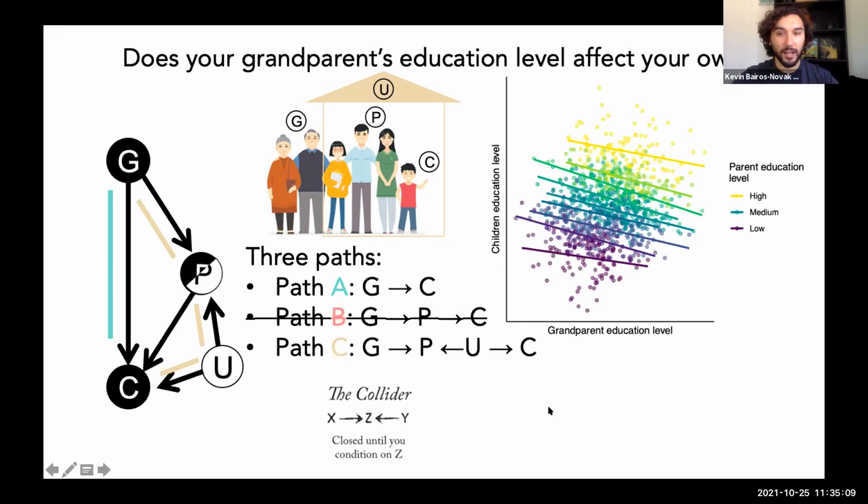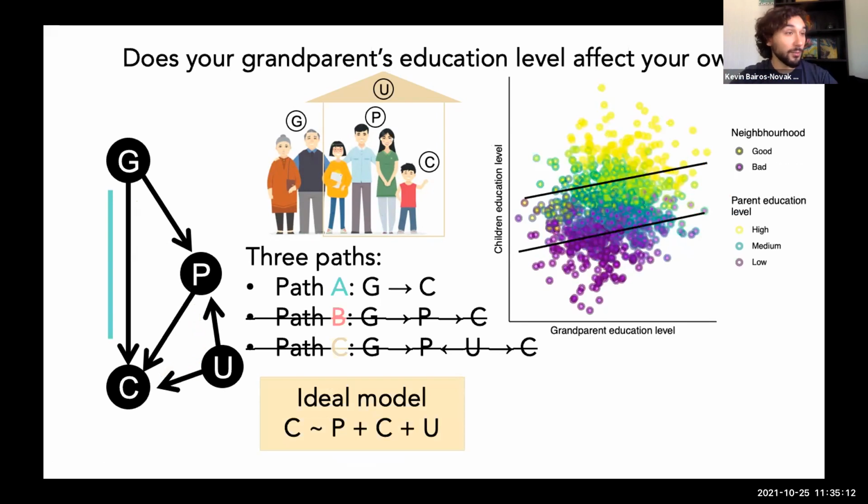So ideally, what our ideal model would look like for this is we would actually include that confound U, or that unknown neighborhood effect that affects parents and children. If we could include it in our model, and we can account for neighborhood effects, then we can actually eliminate it. We can close that final fork through P, U, C, and we'll close that. And then we just have finally the direct effect of grandparents on children.